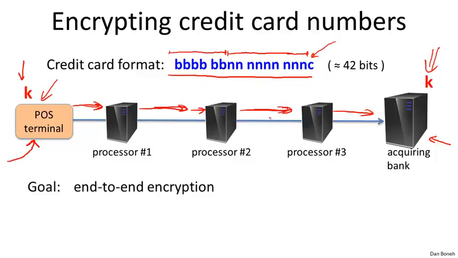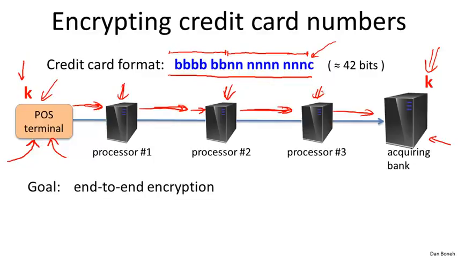But each one of these processors then would have to be changed because they're all expecting to get credit card numbers. And so the question is, can we encrypt at the cash register such that the resulting encryption itself looks like a credit card number, and as a result, none of these intermediate systems would have to be changed? Only the endpoints would have to be changed, and in doing so, we would actually obtain end-to-end encryption without actually having to change a lot of software along the way.